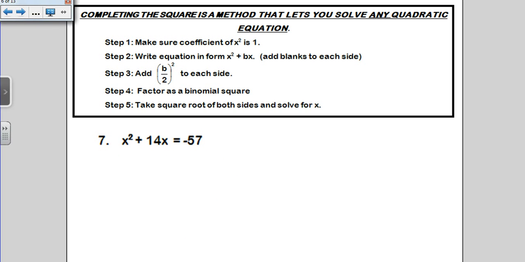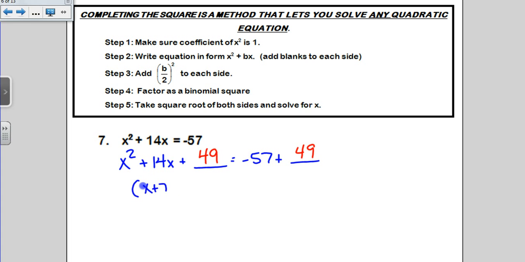Okay, our next problem actually already did that part of the first and second step. First step is taken care of because our first coefficient's a 1. They already took the constant to the other side, so all I'm going to do is figure out what that c value has to be, so I can add it to both sides. So half of 14 would be 7, and then 7 squared is 49. So next, when I rewrite this trinomial, it's going to be x plus 7 quantity squared, and then negative 57 plus 49, let's see, that gives us a negative 8.